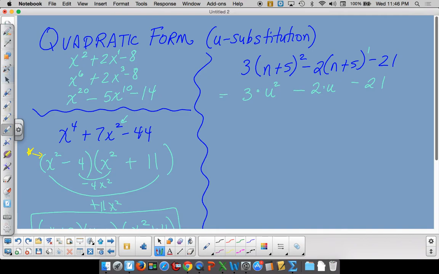So now, is that factorable? 3u squared minus 2u minus 21? Well, that's a trinomial. That's 3 terms, so that means we're just unfoiling. To make a 3, I have to have a 3u and a 1u. 21, I'm guessing it's probably 7 and 3.